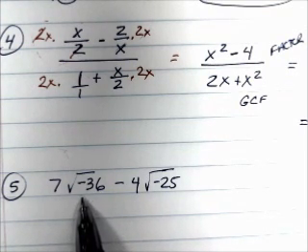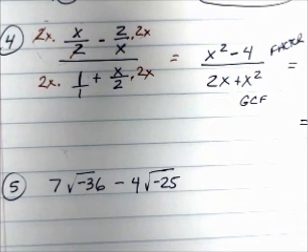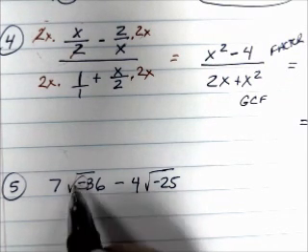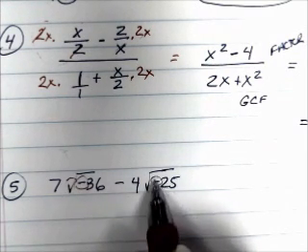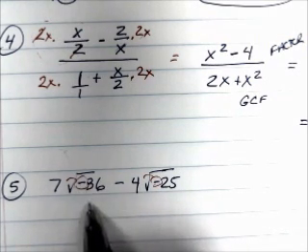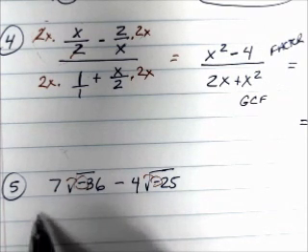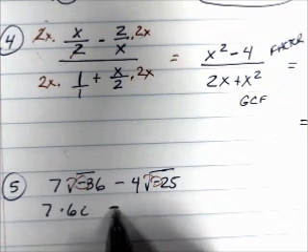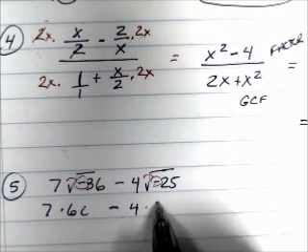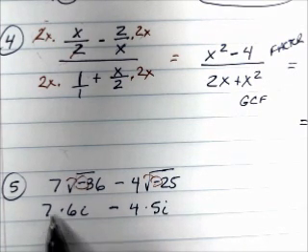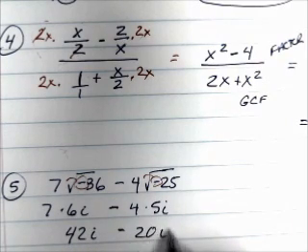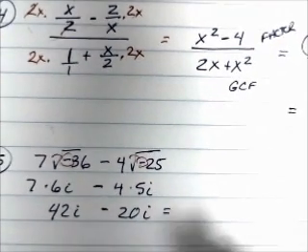The square root of negative 36. Now remember, the negative underneath the square root comes out as i. And 36 is a perfect square, so this is going to be 6i. So we have 7 times 6i minus 4 times 5i. 42i subtract 20i. These are like terms. 42i subtract 20i is 22i.